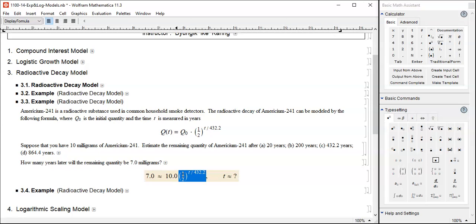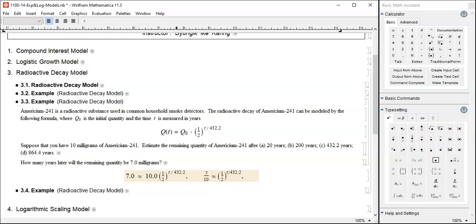Well, I have to isolate this and then take the logarithm. So let's flip it over to the other side. So 7.0 over 10.0 is approximately equal to 1/2 to the t over 432.2. We don't really need those zeros yet, so let's just keep those. And then what do you do now? We have isolated this exponential here, so now it's a good time to take the logarithm. So let's take the log.